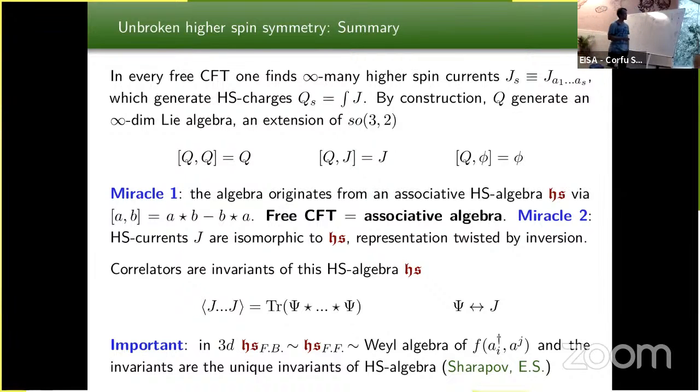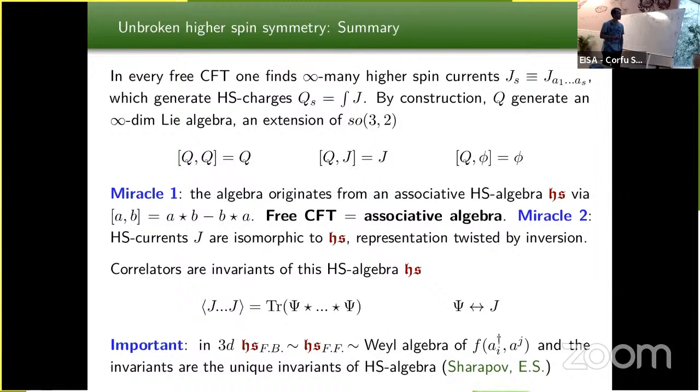So here something special happens, that this Lie algebra in fact comes from an associative algebra, which can be explained through deformation quantization. So in a sense, free CFT is equivalent to having this associative algebra that we call higher spin algebra, and higher spin algebra knows everything. In particular, it knows all your correlation functions, which are unique invariants of these algebras.